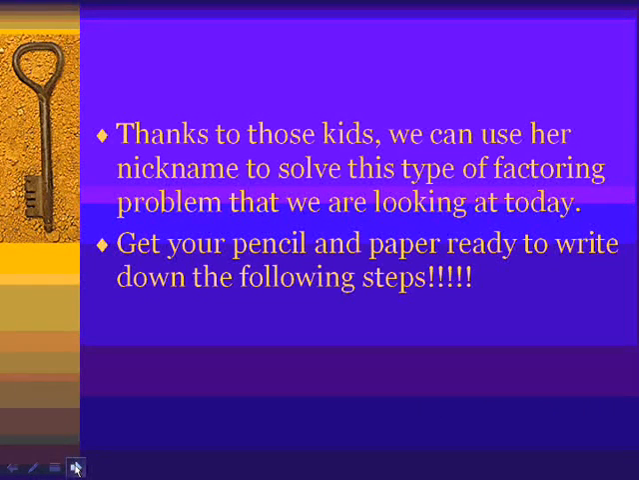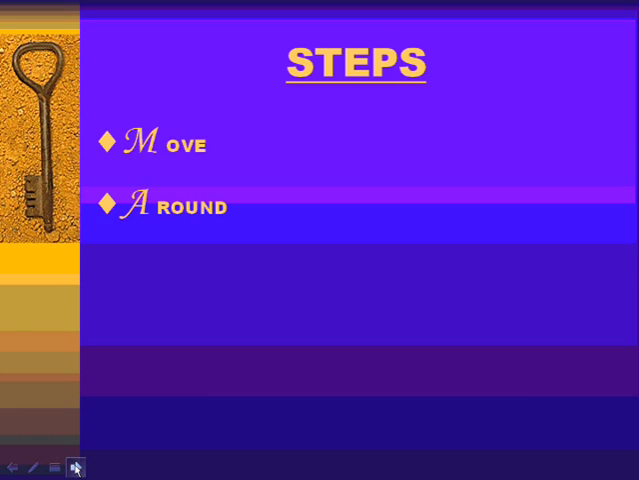Now, thanks to those kids, we can use her nickname to solve this type of factoring problem that we're looking at today. So get your pencil and paper ready to write down the following steps. Here we go. First one. M stands for move. A stands for around. A stands for and. And the last M stands for multiply. So obviously this is spelling out ma'am, and our steps are to move around and multiply.